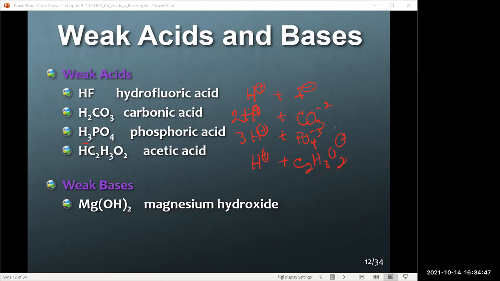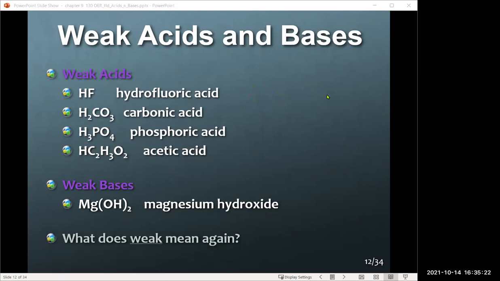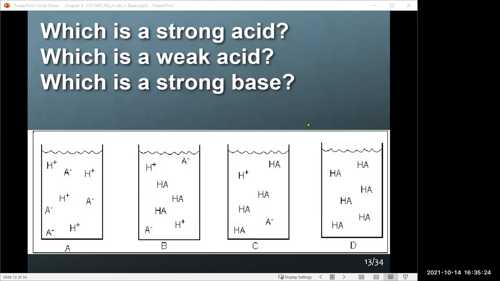And then here we show, because this is weak, the majority of it is going in that direction. We have a little bit of the ion and hydroxide. So these are examples of weak acids and a weak base, simply because they do not dissociate 100%.